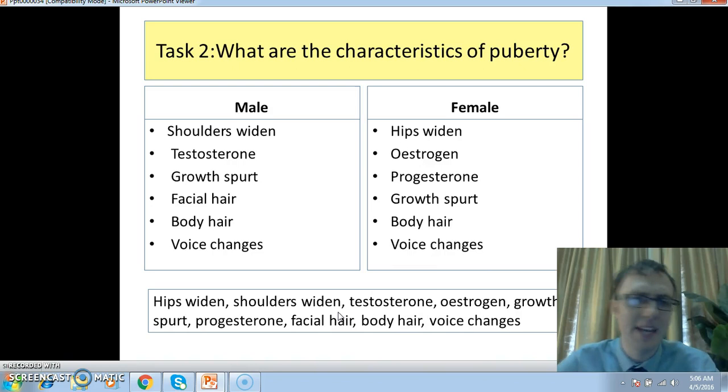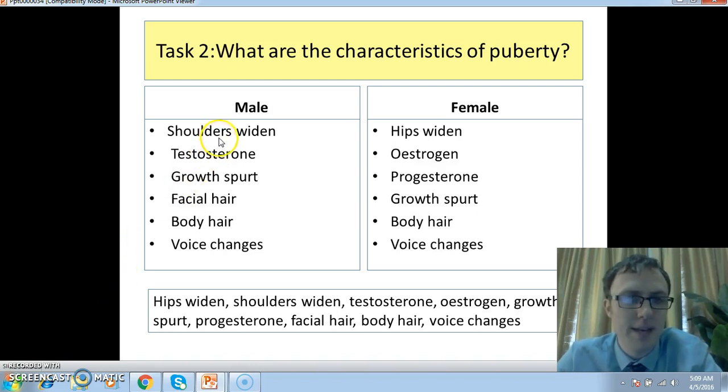Okay, so basically at puberty, there are the hormones that will be released, testosterone, mainly for the males, and estrogen and progesterone for the girls, okay? These hormones help to produce all the features that you will see here. Okay, so the main result is that the body is more able to reproduce, okay?